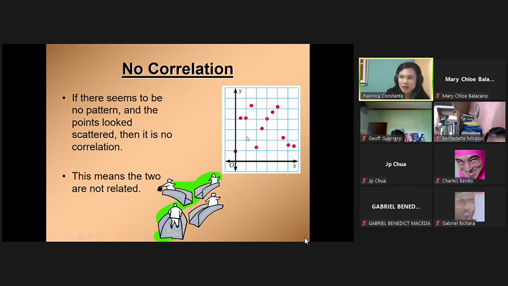As you can see here on the graph, the direction of the dots is in any direction. It can be on the left side or on the right side. And more so, the dots of the graph here are scattered. Example of a no correlation data that we may encounter.